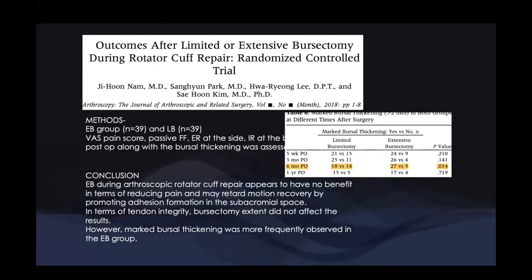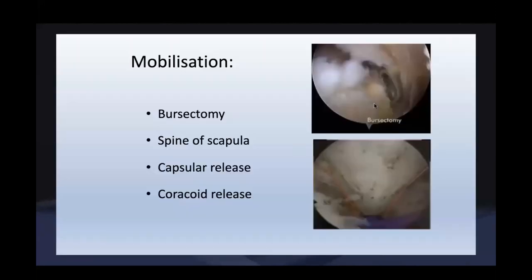So that is gone. Second thing is, when extensive bursectomy is done, there are chances of the bursa reforming, but this time it will be thickened. So this thickened bursa will cause post-op complications like cuff pain and stiffness. So that has to be closely looked into. Now, how do you get into that?